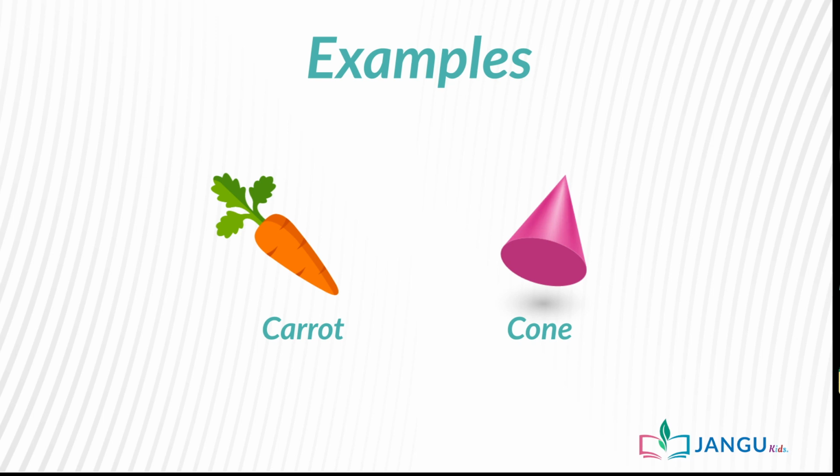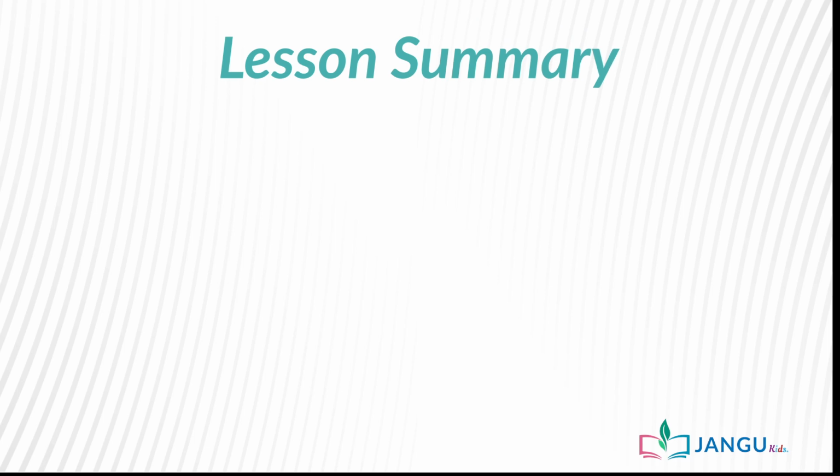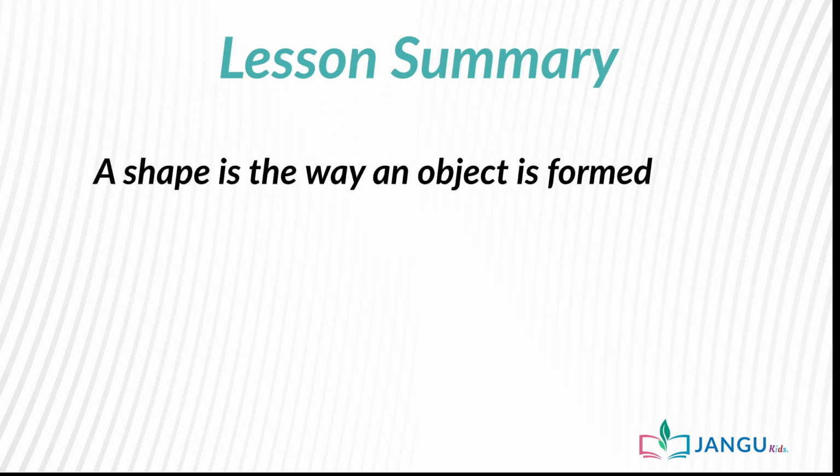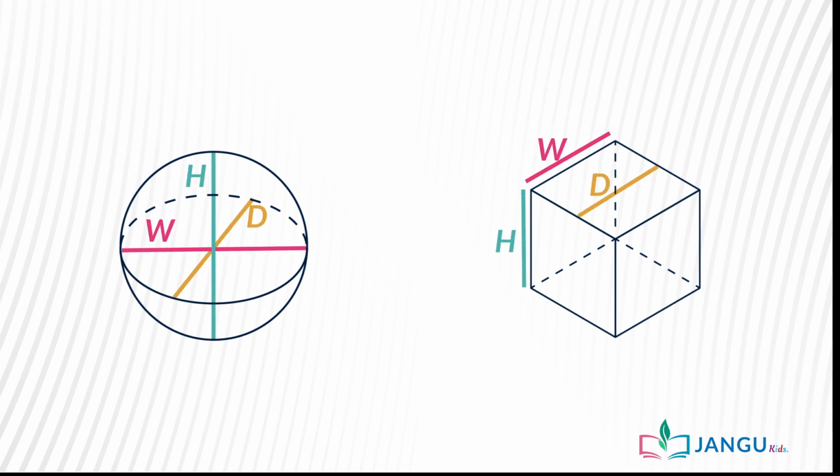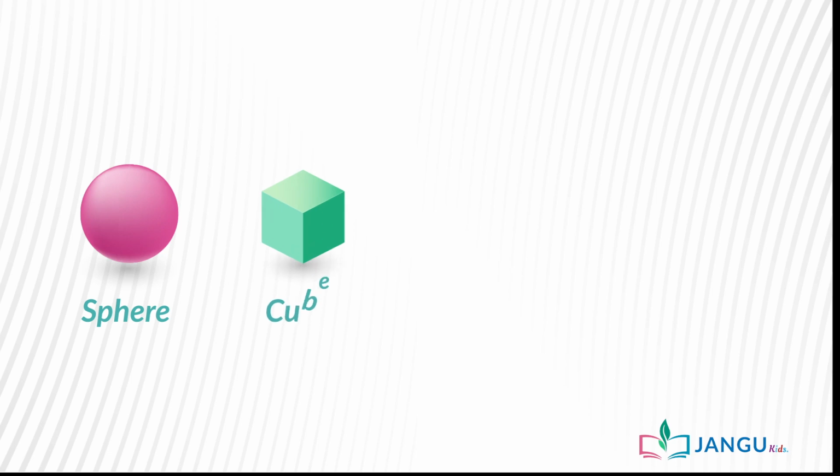We have now come to the end of today's lesson. Today, we have learnt that a shape is the way an object is formed. We also learnt that three-dimensional shapes are thick objects with 3 dimensions: width, height, and depth. Examples of three-dimensional shapes include spheres, cubes, cuboids, and cylinders.